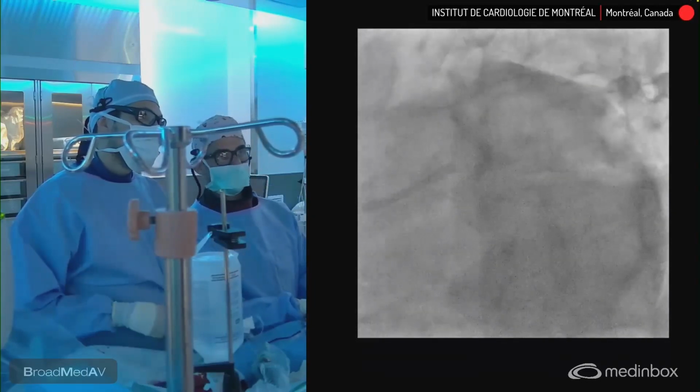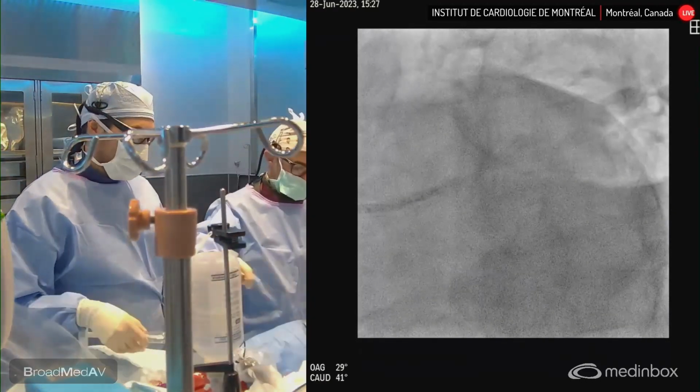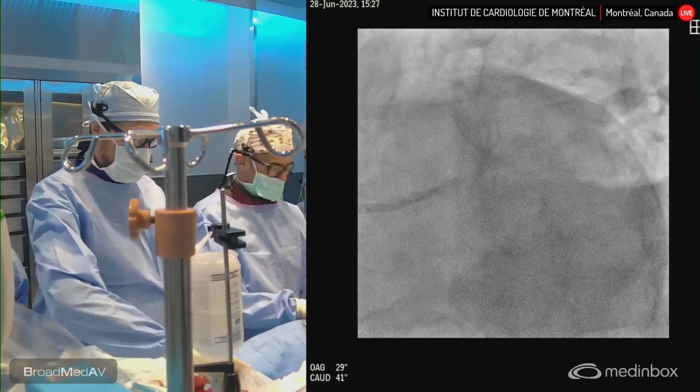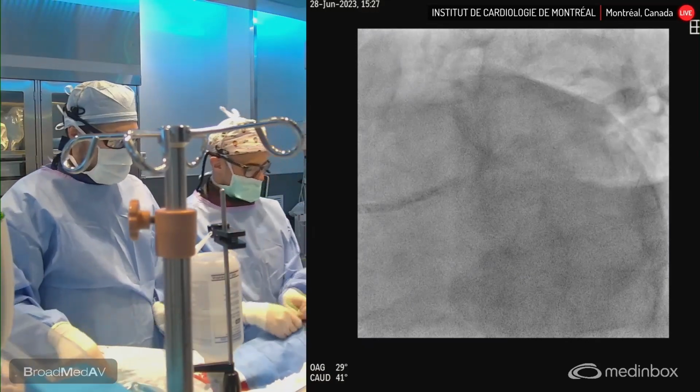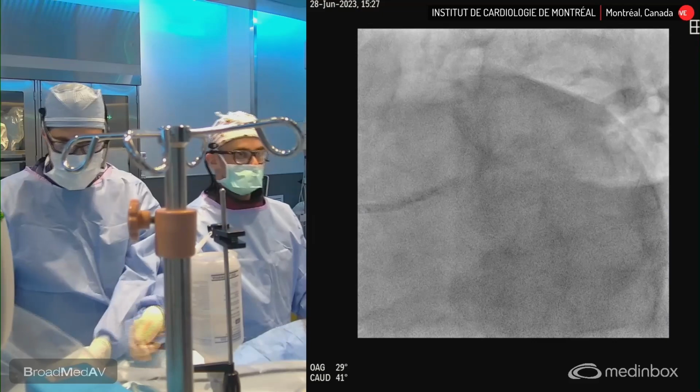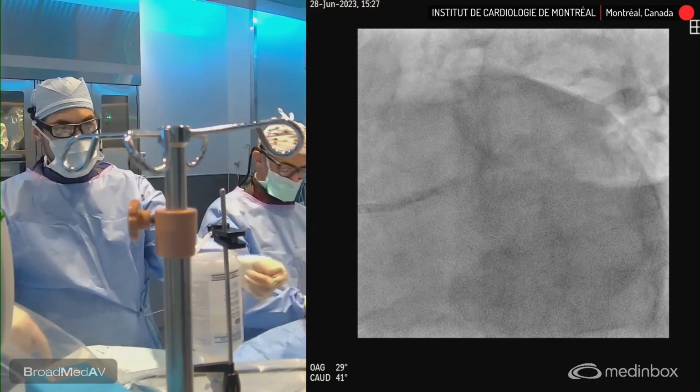Okay. That looks pretty good there. Okay, let's remove the balloon and let's exchange for the Viper wire, to prepare for. Do we have a Corsair? You have the Corsair. So we don't need it anymore.